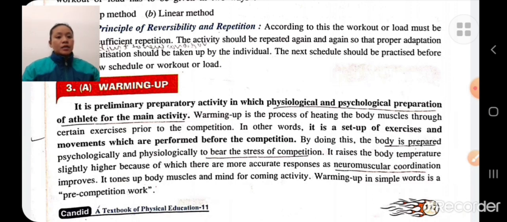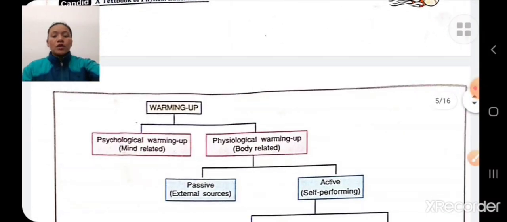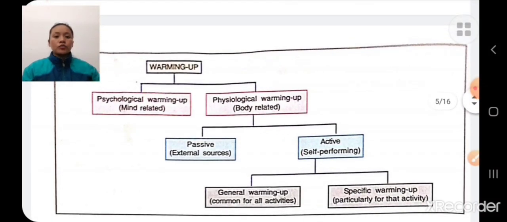Warming up increases the body temperature, which improves neuromuscular coordination. The body will become more active and energetic. We can say that warming up is a pre-competition work. Warming up is divided into two parts: psychological warming up and physiological warming up.